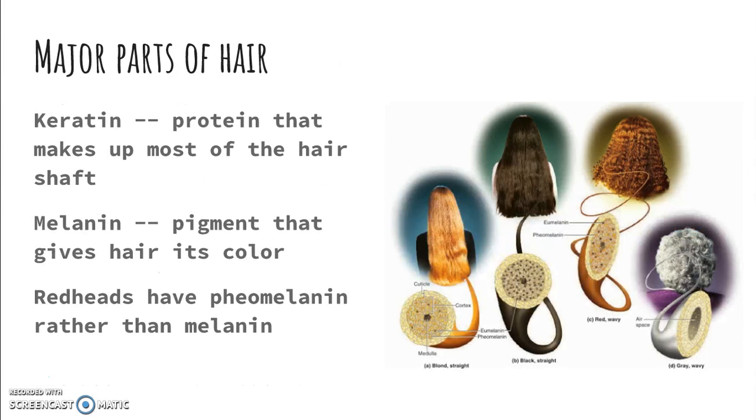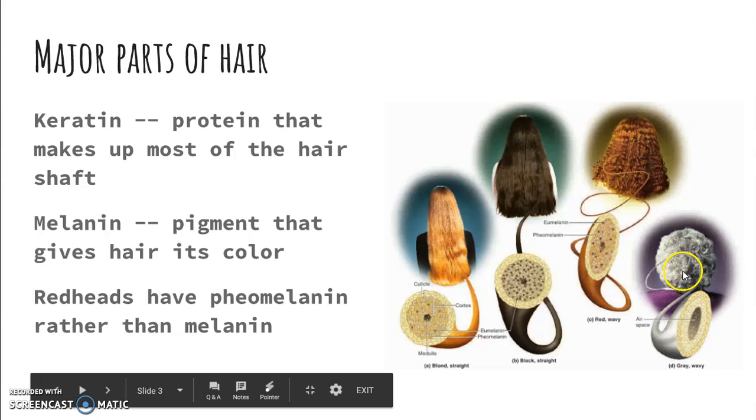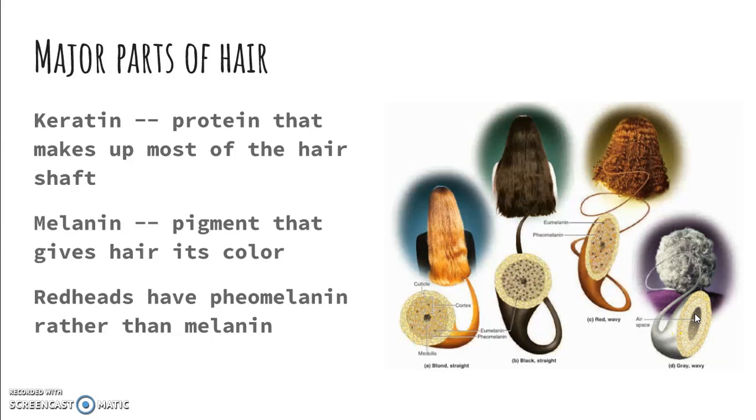The major parts of hair include keratin, that's a protein that makes up most of the hair shaft, and melanin, which is what gives the hair its color. Redheads have something called pheomelanin rather than just straight melanin. And actually, in gray hair, this is an airspace in the middle, so it is no longer filled with all of the melanin, which is why hair turns gray.